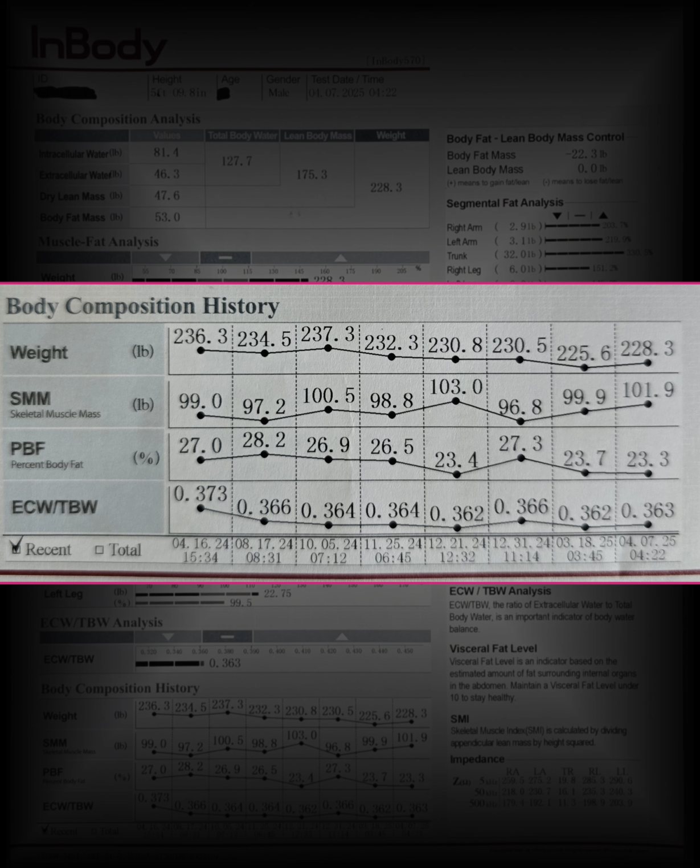So a possible explanation is your ECW. Like I said, ECW, ICW is important, the TBW, total body water. What's happening here is if you have an increase of ECW, extracellular water, this can cause overall weight gain while masking fat loss and muscle retention. You ever hear the term, I'm holding water? Yeah, it applies here. Why this happens and why this number has to be monitored.